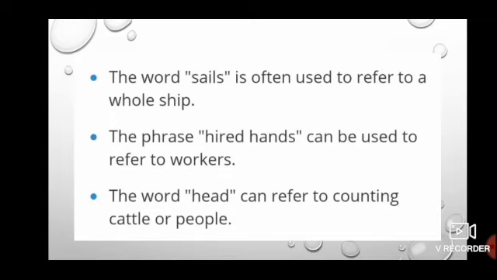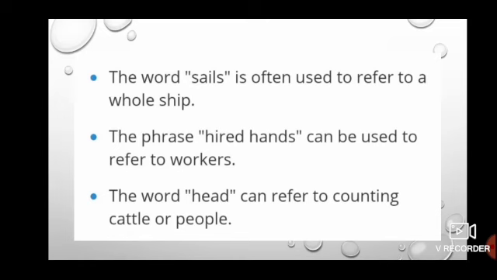The word sails is often used to refer to a whole ship. Sails means, children, the object, the thing which sails. So it is related to the sea and ocean. And sails, the word sails is a part, and to whom it is referred? It is referred to ship. The phrase hired hands can be used to refer to workers. Hired hands. You can see here the one who works, one who is hired for work. They are none other than workers. The word head can refer to counting cattle or people.